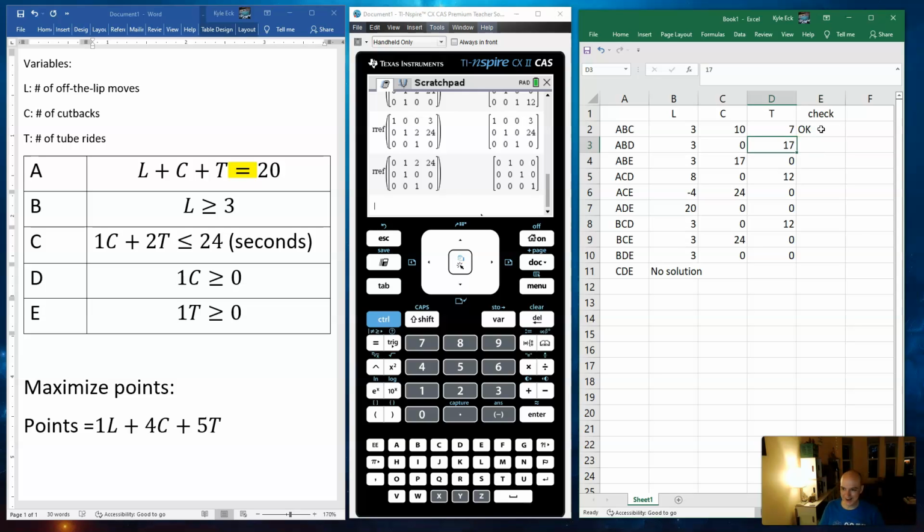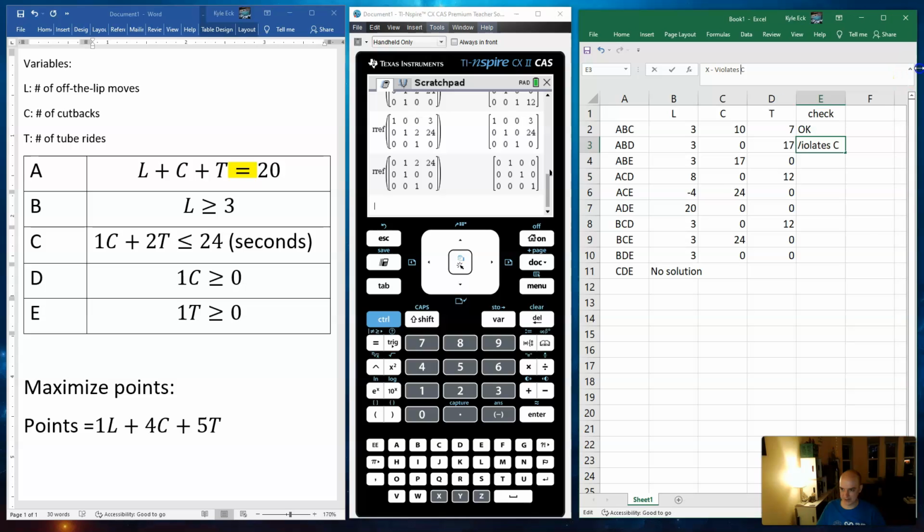A, B, and D, I have to make sure this satisfies constraint C. And looking at this, I actually noticed that it doesn't, because 2T, 2 seconds per cutback, this would be 34 seconds. The alpha lip moves don't even matter for that constraint, but that breaks constraint C. So I'm going to say X, and it says breaks constraint C. So that's a problem. Whoa, what are we doing here? All right, no parentheses. We'll just say X violates C.